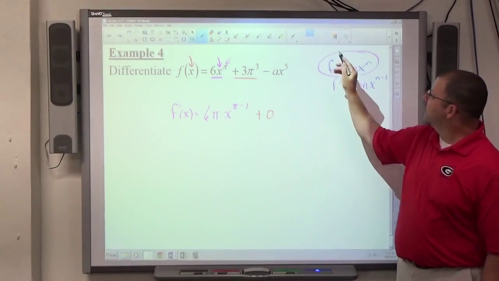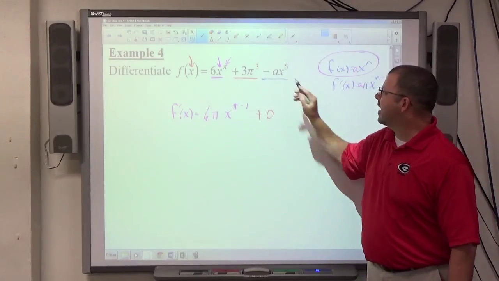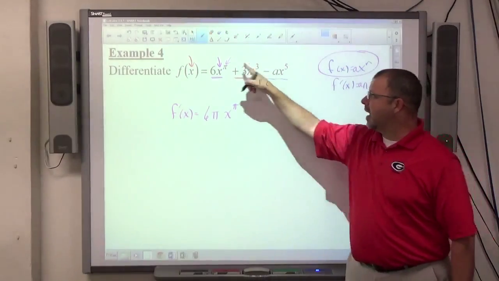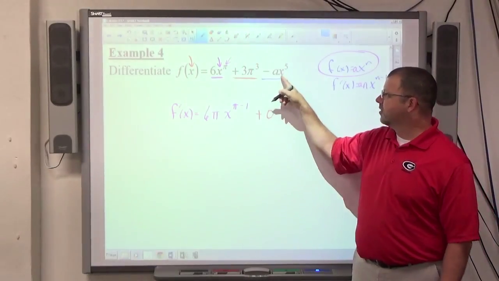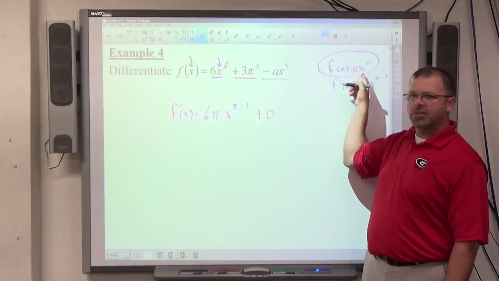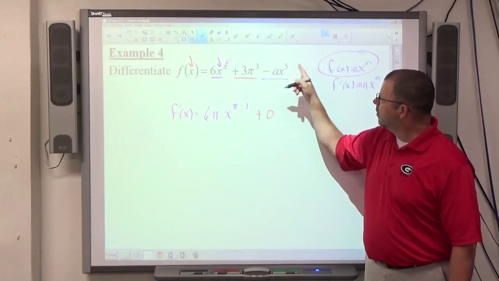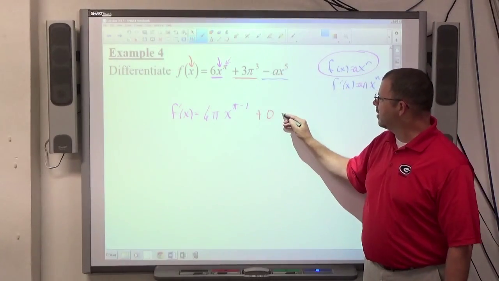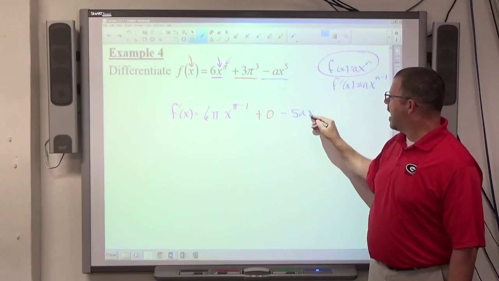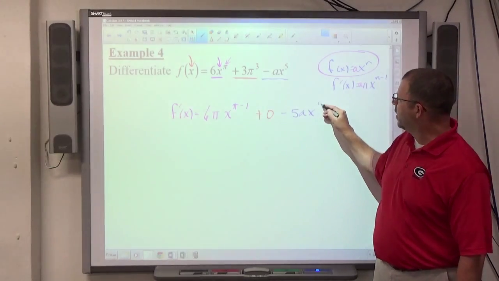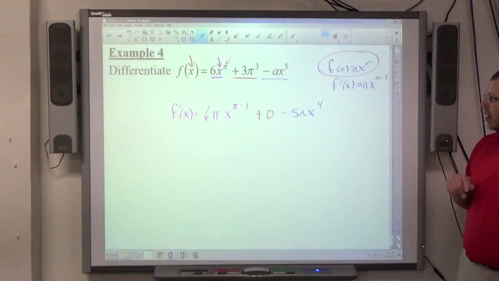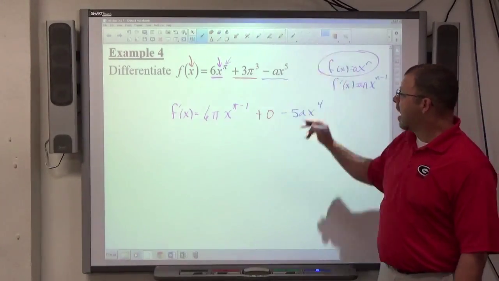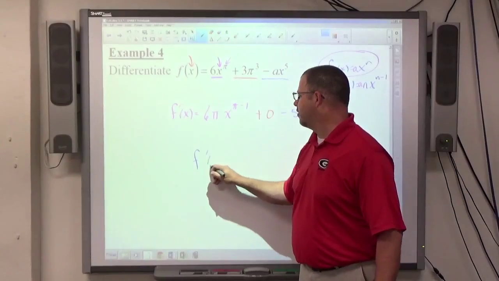Alright? The next term, minus ax to the fifth. A is not x, it's a constant, so a is going to act like any number would act. X is the letter x being raised to a power, so it has this structure, which means I can multiply 5 times negative a makes negative 5a x, and then we reduce the power by 1. So 6 pi x to the pi minus 1 plus 0 minus 5a x to the fourth is the derivative. I would probably write my final answer without the plus 0.